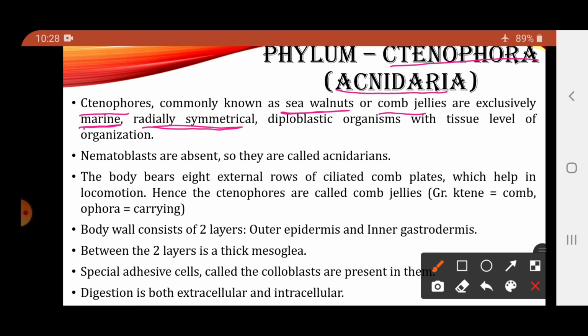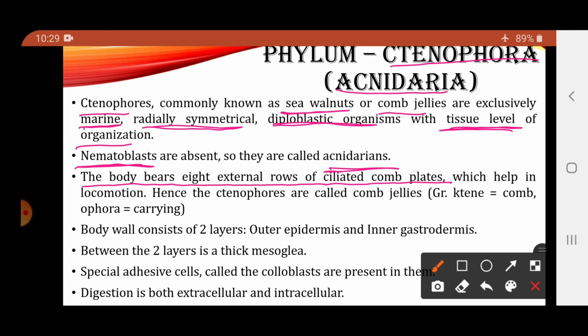Radially symmetrical, that is, any plane passing through the body divides it into equal halves. Diploblastic, that is, with two germinal layers, ectoderm and endoderm, and tissue level of organization. Nematoblasts or nidoblasts are absent, so they are also called ACNIDARIANs. Their body bears 8 external rows of ciliated comb plates. So they have a comb-like structure, existing in 8 rows.